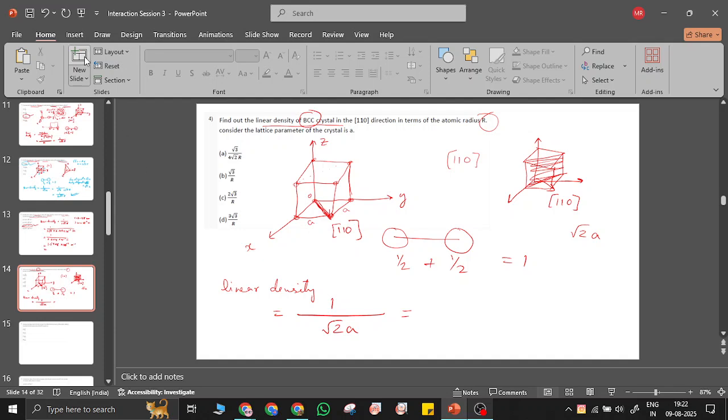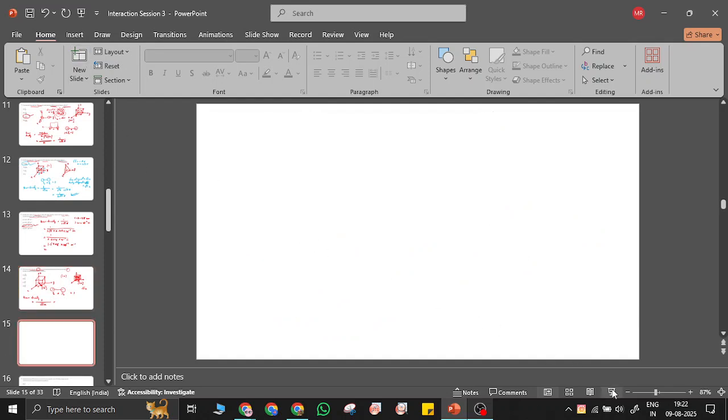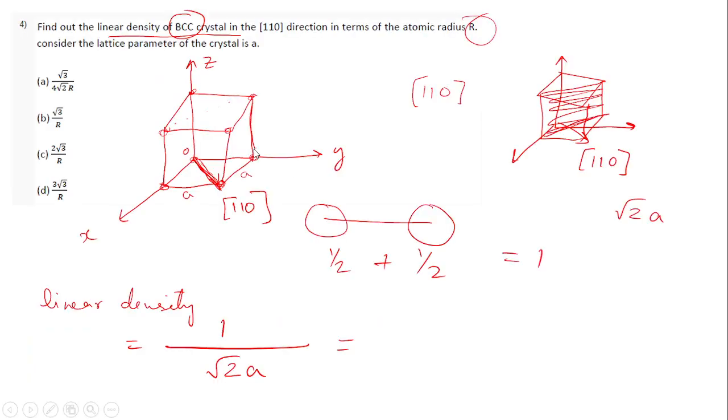We'll take one slide, and although we have done it already, just for a quick recap. So in case of BCC, what happens? In the center we have one like this. I have to make it big enough. And they are touching. Ignore this smaller one. So we have 3 touching atoms.